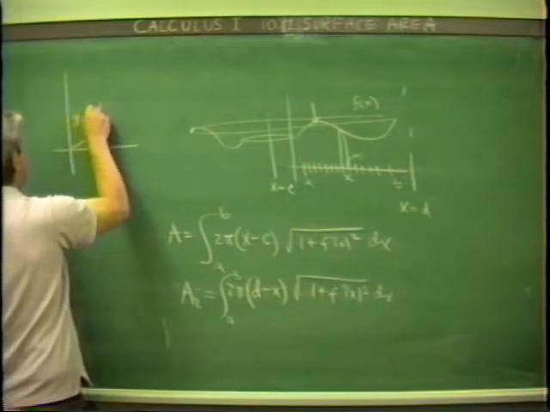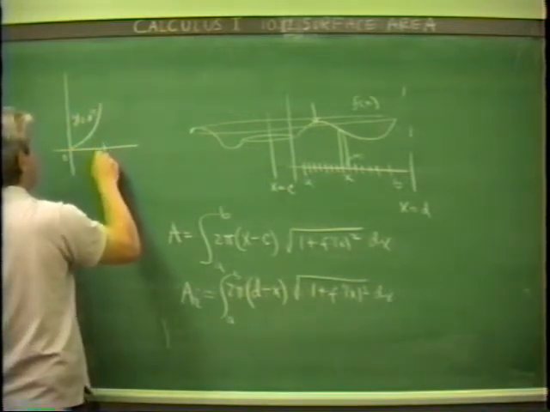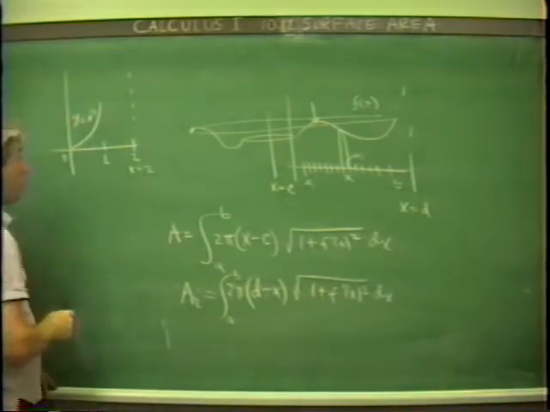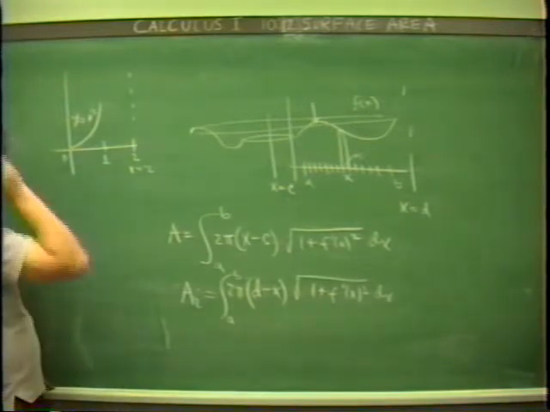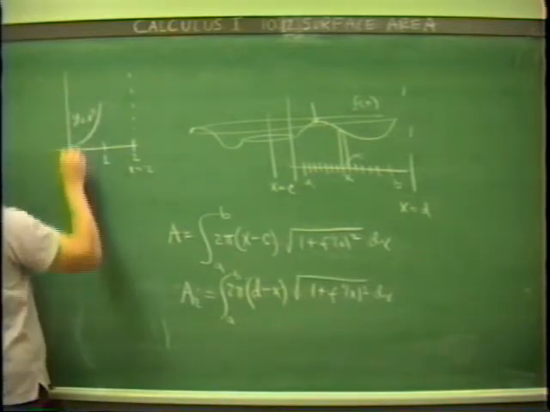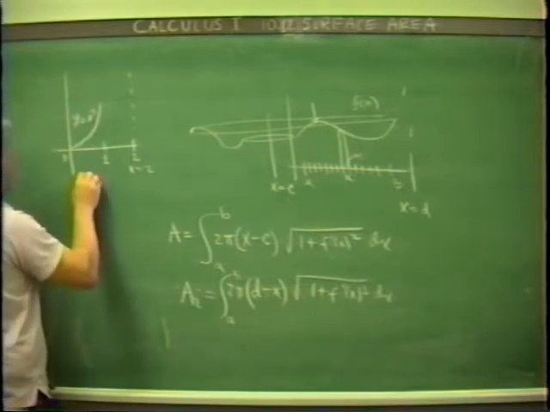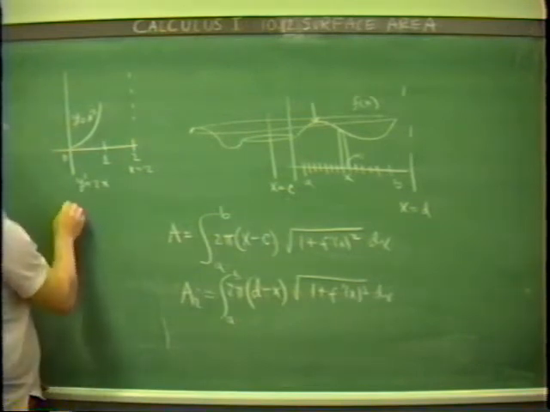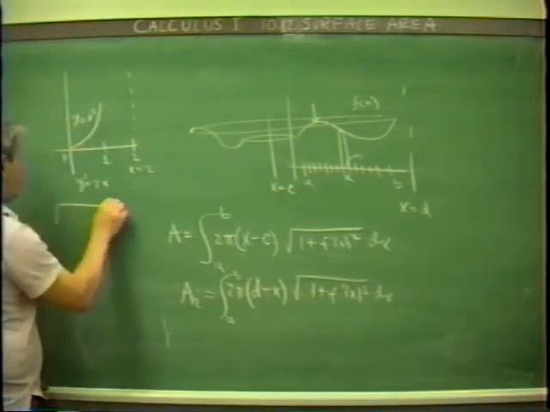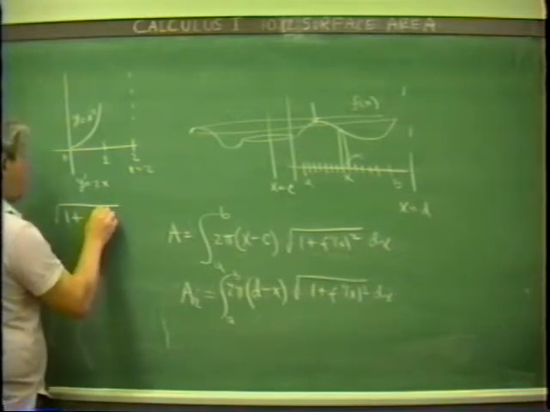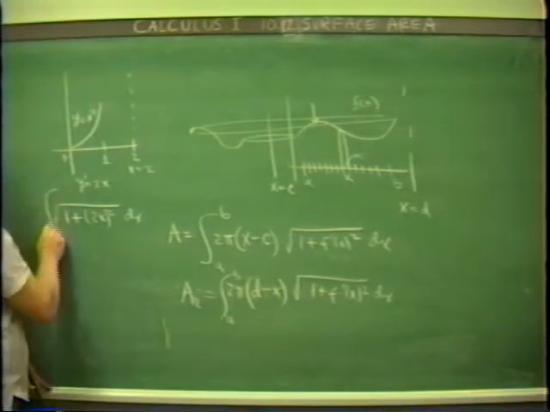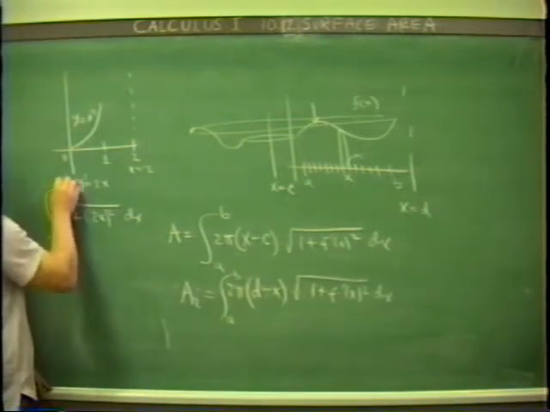Let's look at an example. Let's suppose that we wanted to rotate y equals x squared, again between 0 and 1 here for simplicity, about the line x equals 2. Right? Then what? Since y equals x squared, y prime is 2x. Right? And so an element of length is going to be the square root of 1 plus 2x squared dx.